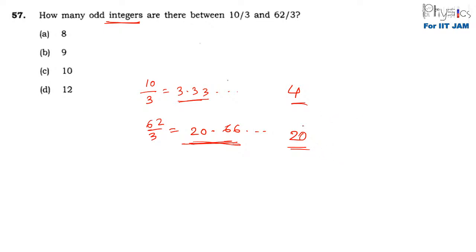So what is the difference between 4 and 20? It is 16, right? So in the 16 numbers, we have 8 odd and 8 even, right? So here, if we divide this 16 by 2, we get 8 as the answer.